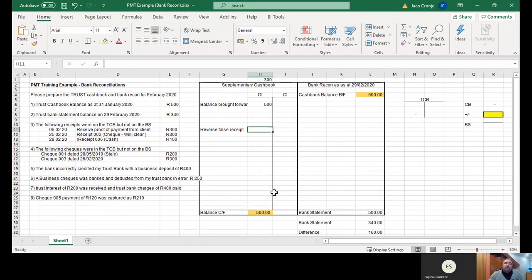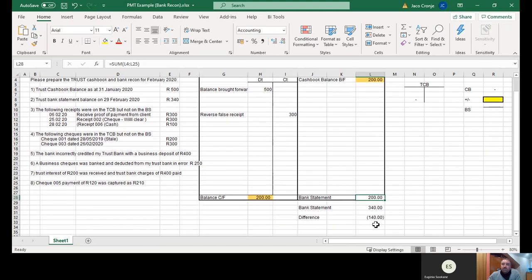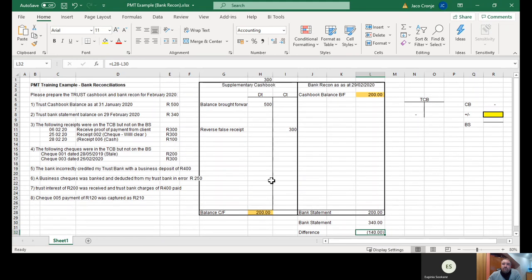Okay, and how do we reverse? We originally posted it on the debit side as a receipt because it's money coming in. So to reverse that, we'll enter that into the credit side of my bank T account. Okay, so now if we see my balance, it would have updated itself, but we still have a difference, so we've got to go on.